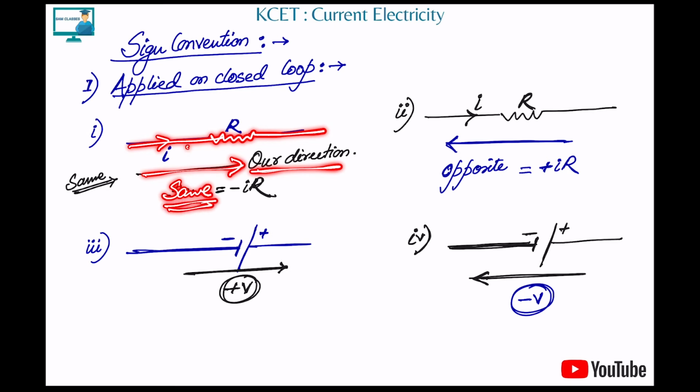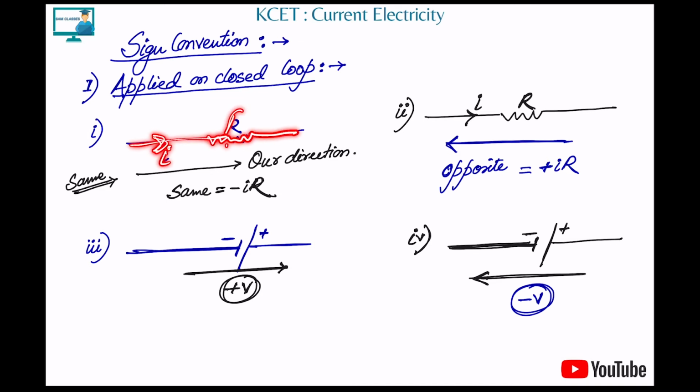When it is the same, we get a minus. So, when we are crossing, it will be minus IR. Current is going like this, but we are going opposite. Opposite means E plus IR. Okay, clear everybody? See, the other direction is also there, but you should learn only one, otherwise you will get confused.